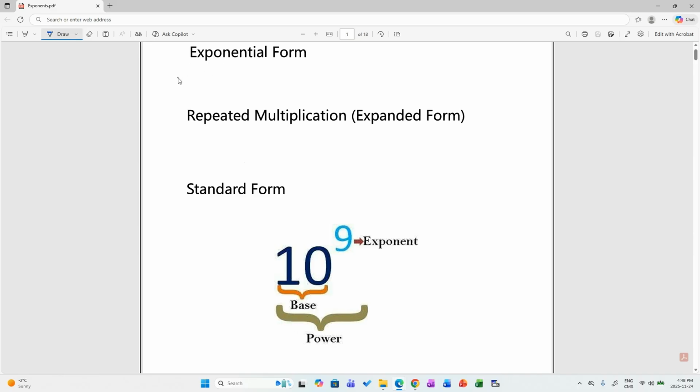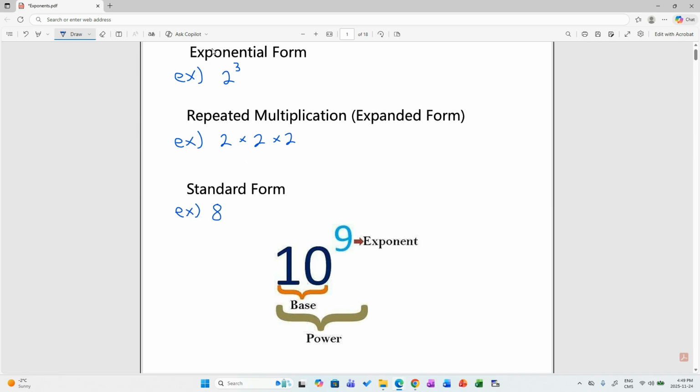So let's go over an example here. An example of something in exponential form could be 2 to the power of 3. And pretty much 2 is my base and 3 is my exponent, and this whole thing is the exponential form or the power. Now, in repeated multiplication or in expanded form, 2 to the power of 3 would simply just be 2 times 2 times 2. And then standard form is simply just my answer. So in this case, what's 2 times 2 times 2? The answer is simply 8, so I would just write 8.